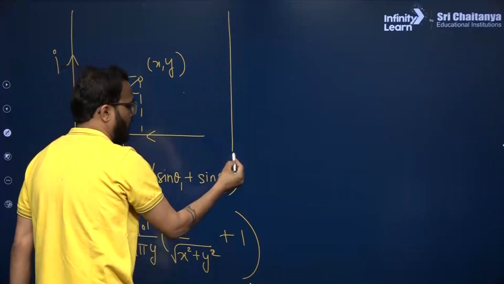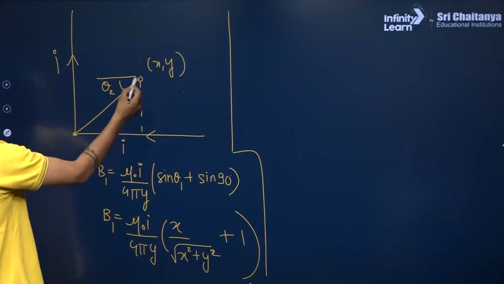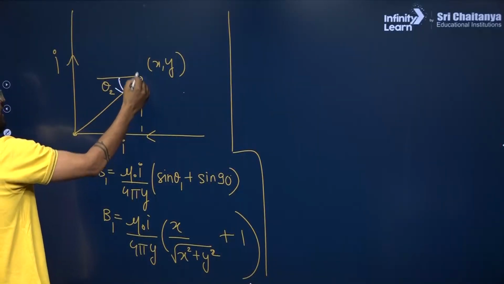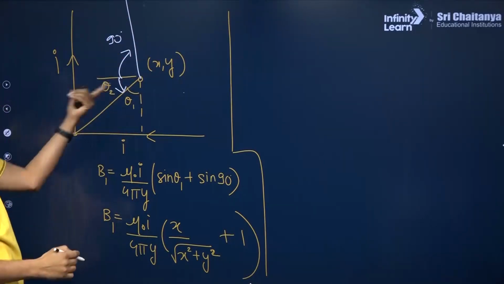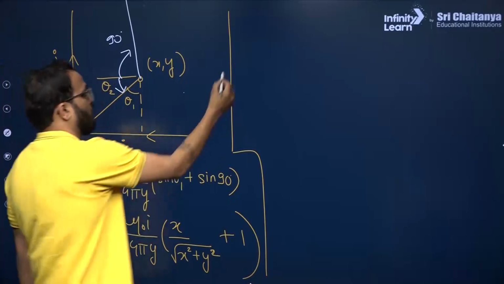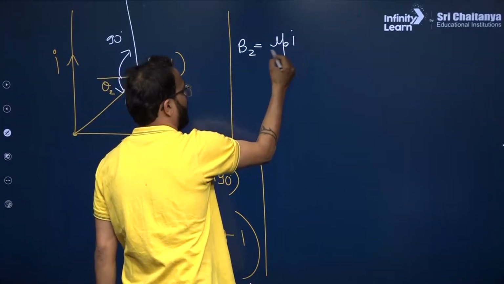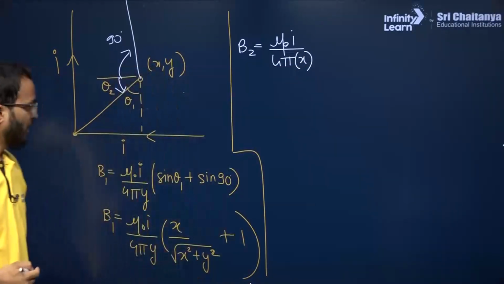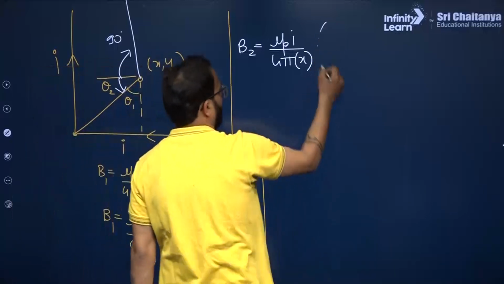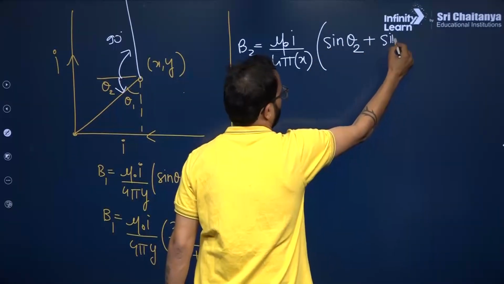Now let's come to the second element. Now look here carefully. Here also you will say this is theta 2 and the other angle will be at 90 degrees, right? And the distance from the point is x. So B2 will be mu naught I by 4 pi x into sine theta 2 plus sine 90 degrees.